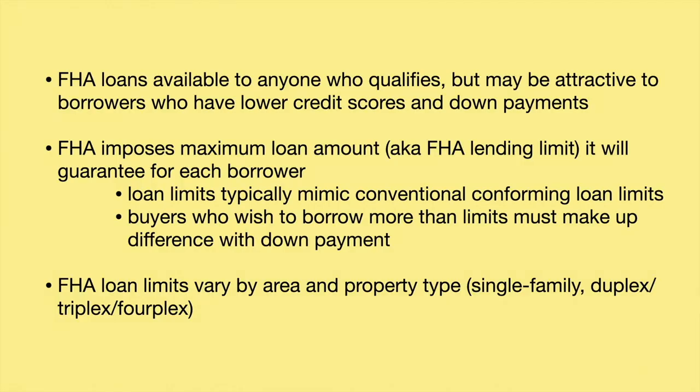FHA loans are available to anyone who qualifies, but may be more attractive to borrowers who have lower credit scores and down payments. FHA imposes a maximum loan amount, aka FHA lending limit, that it will guarantee for each borrower. These loan limits typically mimic conventional conforming loan limits. Buyers who wish to borrow more than these limits must make up the difference with their down payment. FHA loan limits vary by area and property type: single family, triplex, etc.